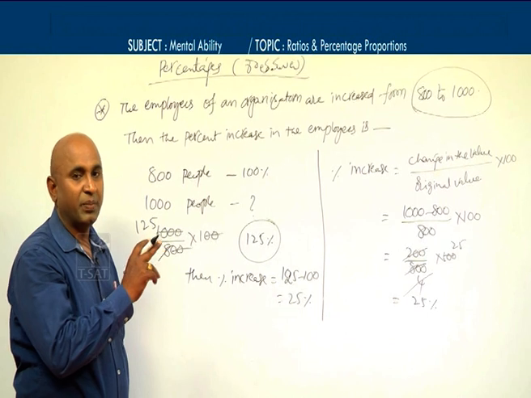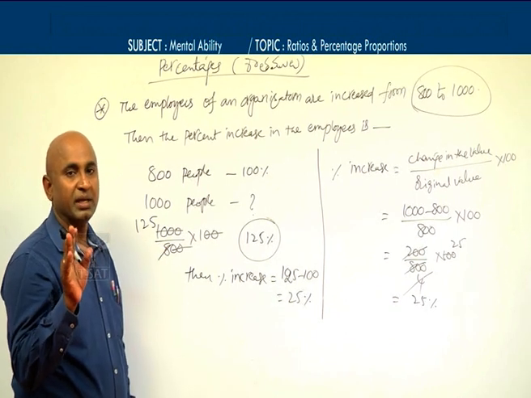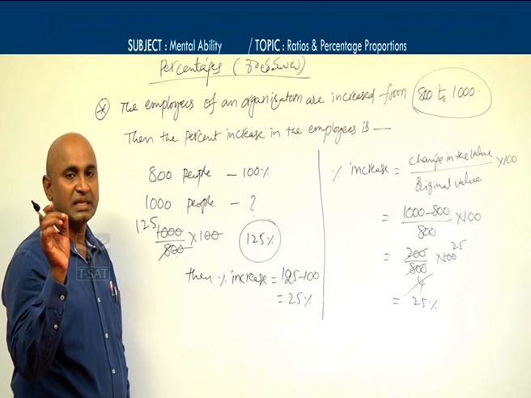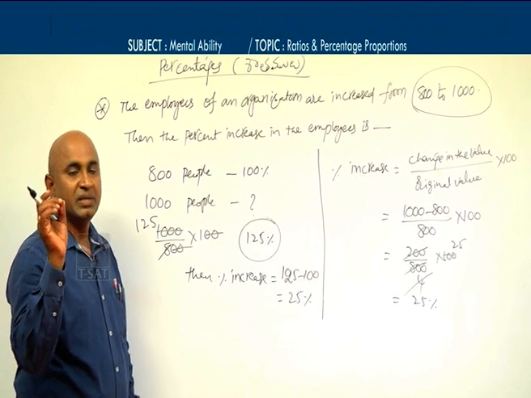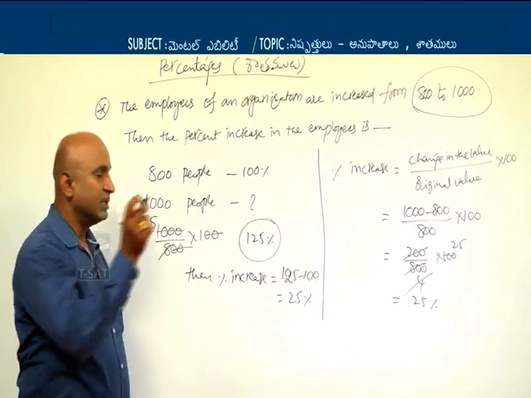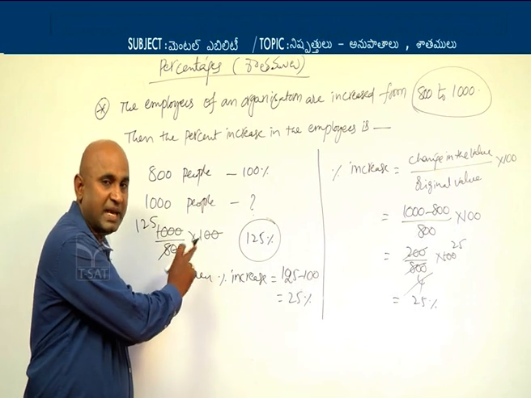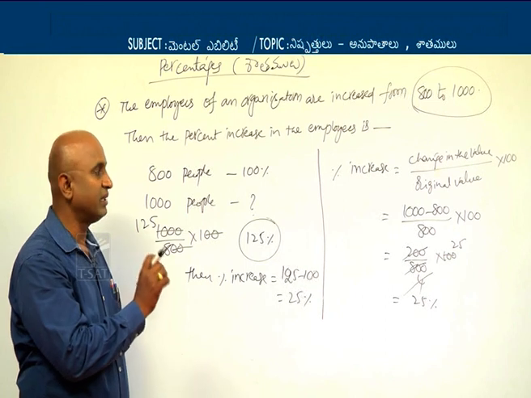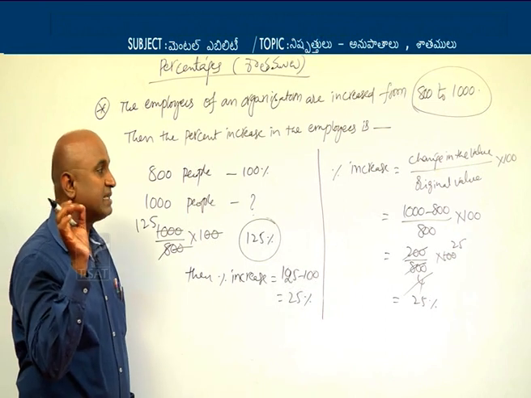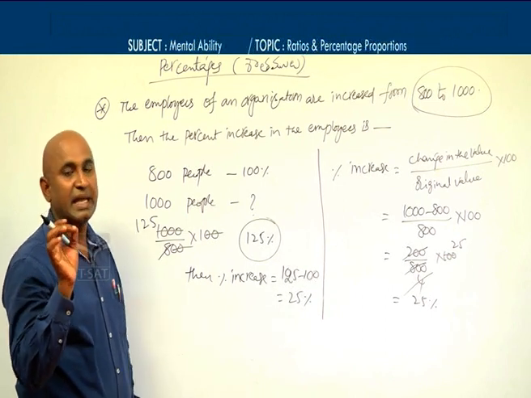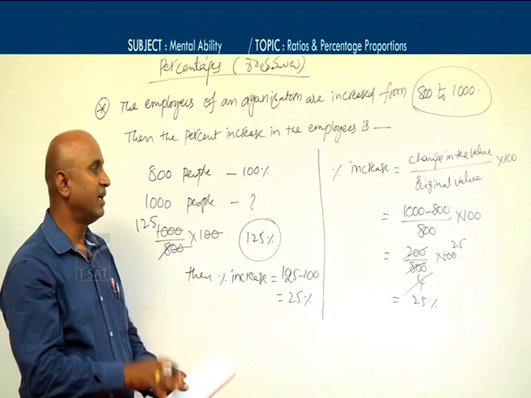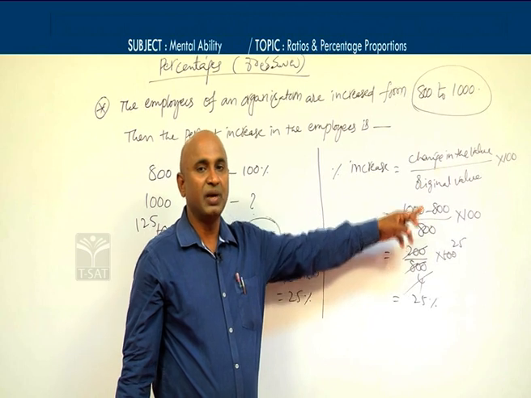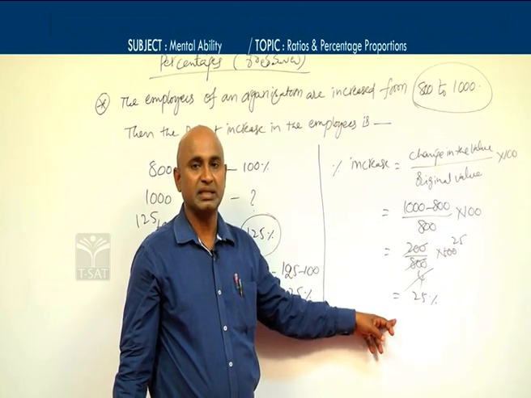This is the most important formula to remember. Why? Because most of the problems in the data analysis, if they were given with respect to the percentages, the problem must be based only on this concept. That is why it is the important formula to remember. Percentage change, either it is decrease or increase, is equal to change in the value by original value into 100, which will give you the change in the percentage.